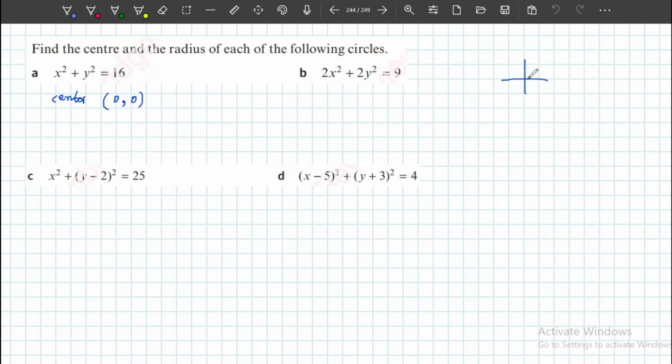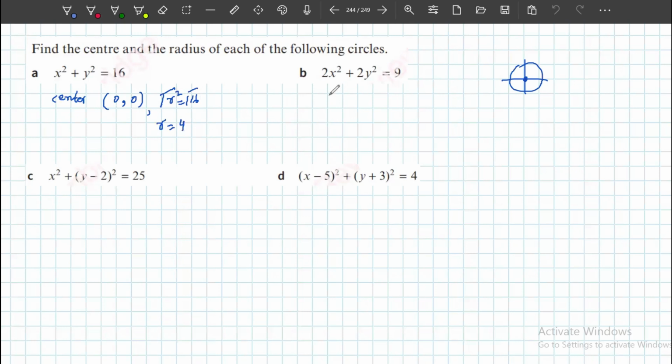Like if your center is here, your x and y both represent the center, and the r square is here equal to 16. So just take the square root on both sides, which means your radius is 4.